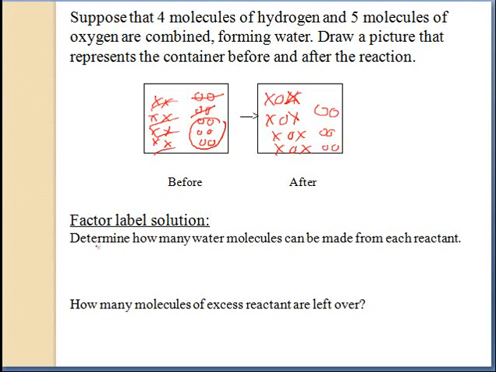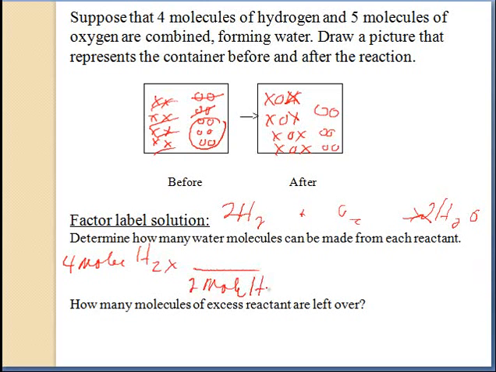Okay. So I can also solve this in a factor-label way, and I can do that by writing the equation. I've got hydrogen and oxygen gives me water. And let me see, I need 2 of these and then 2 of these. So determine how many water molecules I can make from each reactant. So if I have 4 molecules of hydrogen and I know 2 molecules of hydrogen give me 2 molecules of water, I know I'm going to have 4 molecules of water.